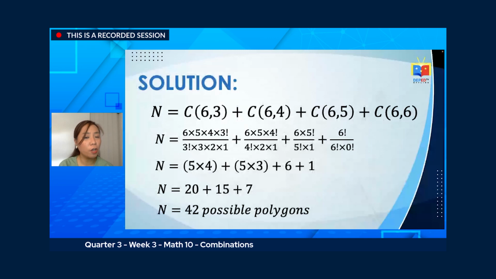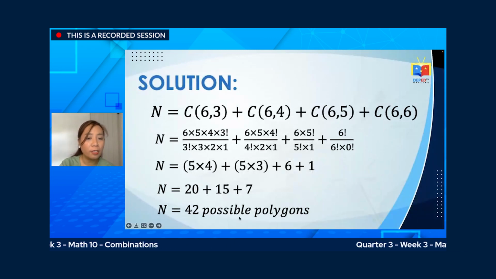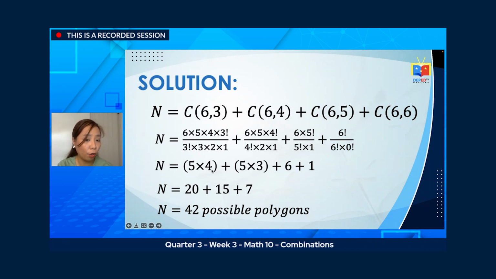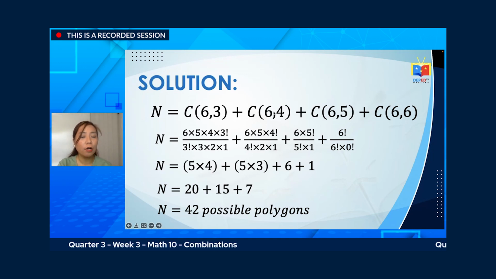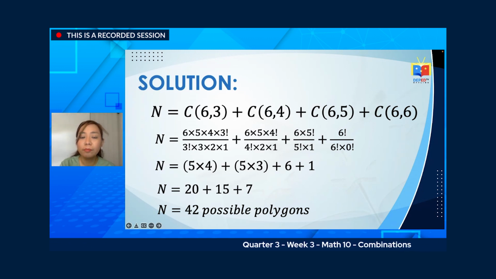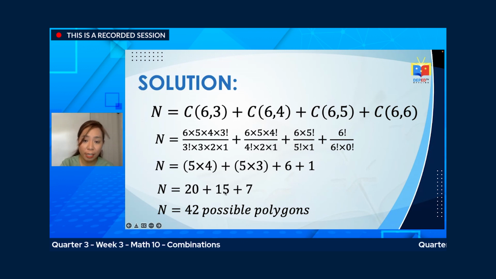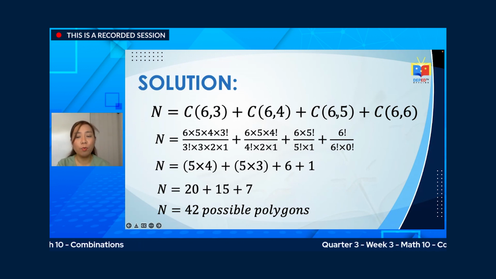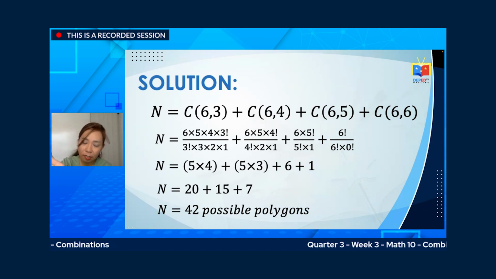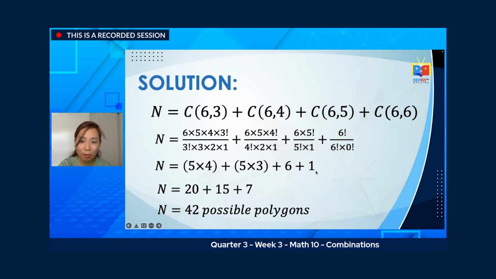The combination of 6 objects taken 3 at a time is written in this way. So simplify, you will get here 5 times 4, and that is 20. The combination of 6 objects taken 4 at a time is this. And don't forget to simplify, and you will get 5 times 3, which is 15. For the third case, if we wanted to select the pentagon, that leads us to this kind of solution. And this is simply 6. And of course, if we wanted to select 6 points out of 6, then there's only one possible way to do that. So you have 1.